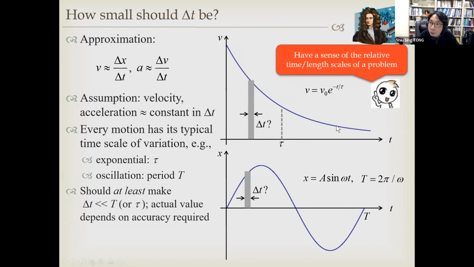For the exponentially decaying formula for the velocity, the exponential factor goes as e to the minus t over tau. So tau is the time scale. When t is equal to tau, do you remember what this factor will be? When t is equal to tau, the exponential factor becomes e to the power minus 1. And e to the power minus 1 is about 37%.